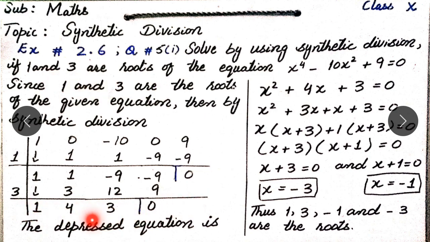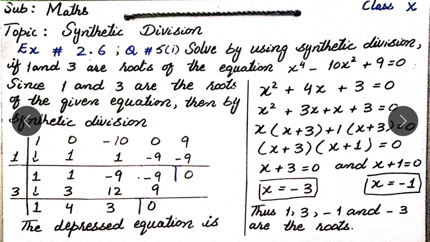Now I have the depressed equation. As it is divided 2 times, x4 is divided by 1, so the depressed equation will be x cube. When again it is divided by 3, it will result in x square. It was x4, since it is divided 2 times, therefore the depressed equation will be reduced 2 degrees. So now it will be x square, then 4x, then plus 3. You can see here 3 terms.